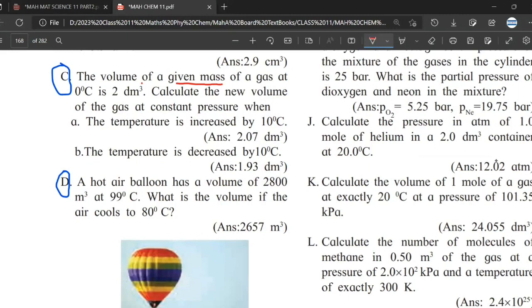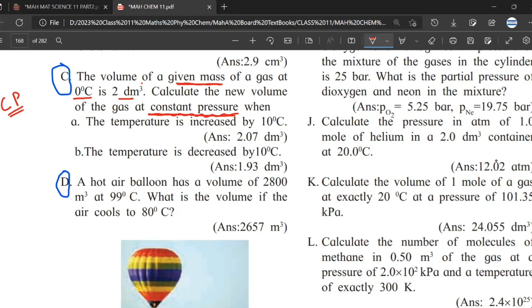If you see, there'll be two kinds of numericals. In the first numerical, they will say the volume of a given mass of a gas at 0 degrees Celsius is 2 decimeter cube. Calculate the new volume of the gas at constant pressure when the temperature is increased by 10 degrees Celsius. One thing we need to understand is that if constant pressure is mentioned, then this is a case of Charles law. Are we clear?